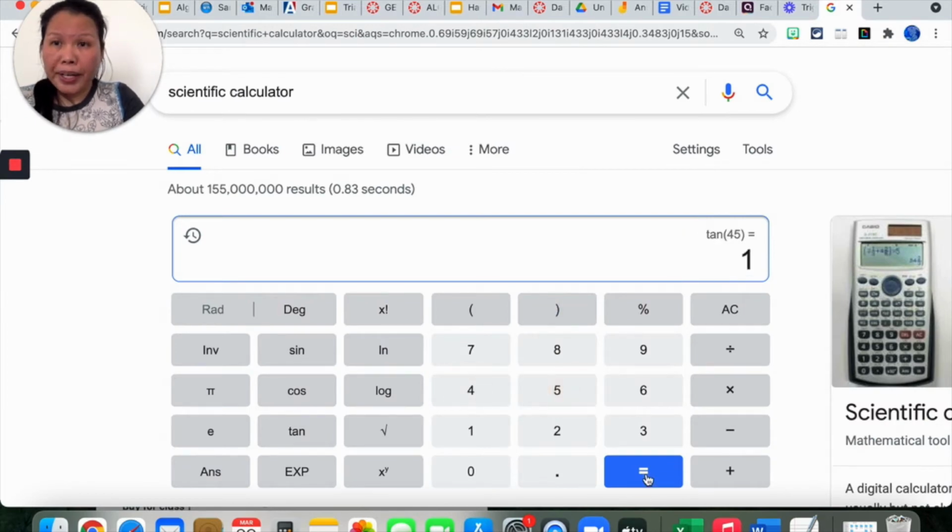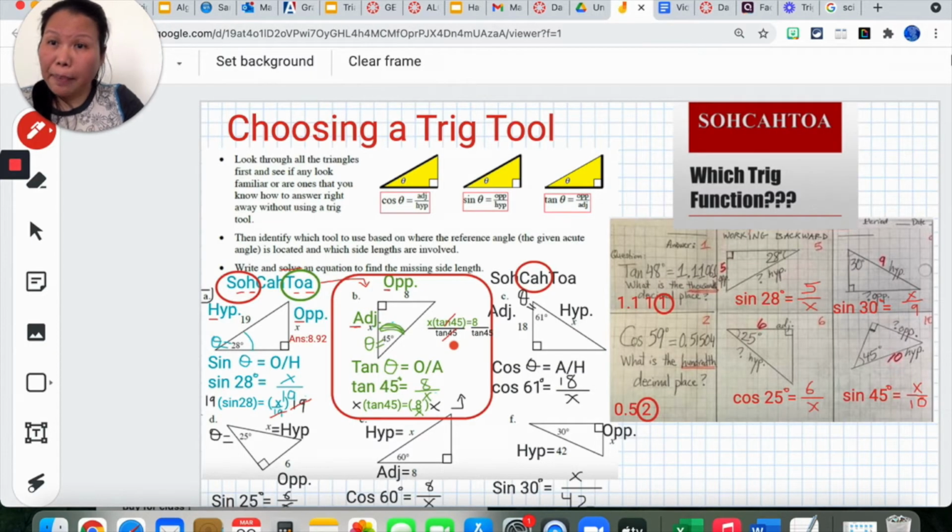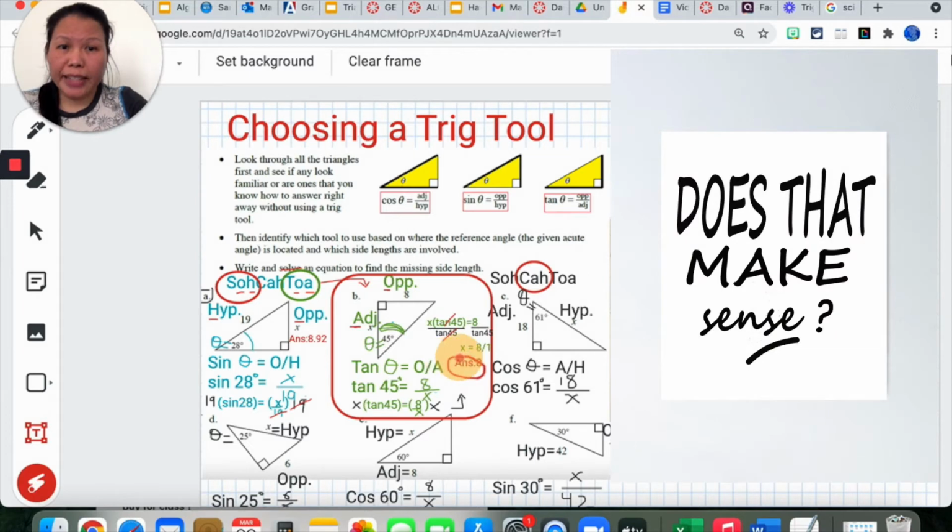That gives me 1, and 1 multiplied by anything is itself. 8 divided by 1, I get 8. The answer is 8. Let's make sure that our answer makes sense. So A is x, it's going to be right here, and the other side is also 8. So I have an isosceles right triangle.